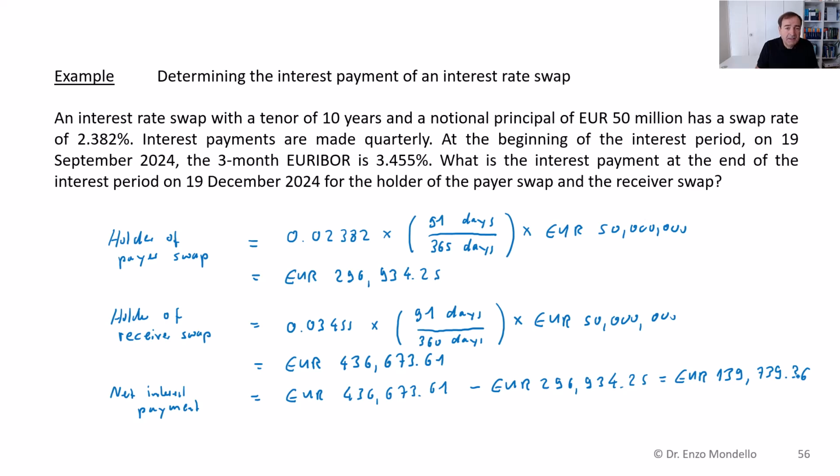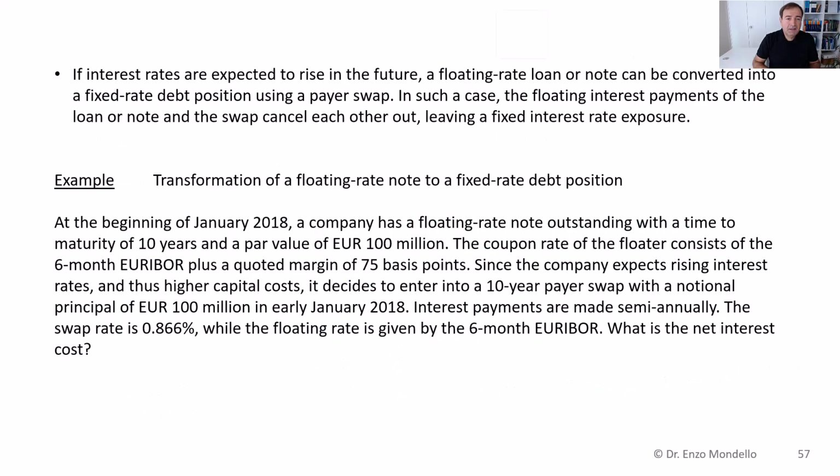payer swap. In this example, the 3 months EURIBOR is 3.455% and exceeds the swap rate of 2.382%. As long as the 3 months EURIBOR is above the swap rate, the holder of the receiver swap makes a net interest payment to the holder of the payer swap. In the case that the EURIBOR falls below the swap rate, the holder of the payer swap must make a net interest payment to the holder of the receiver swap.